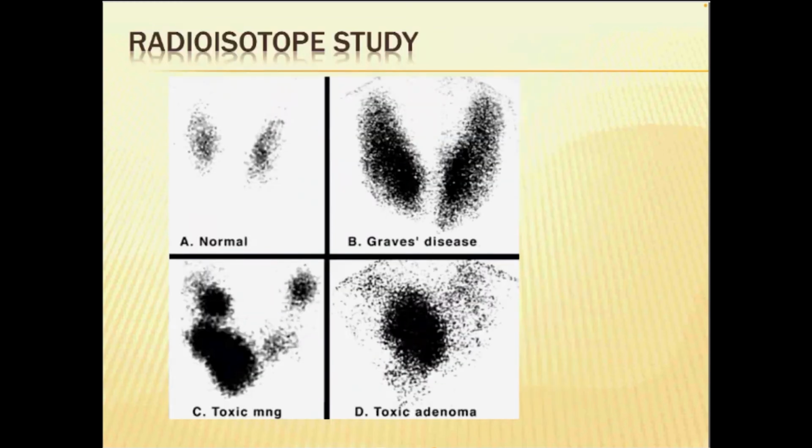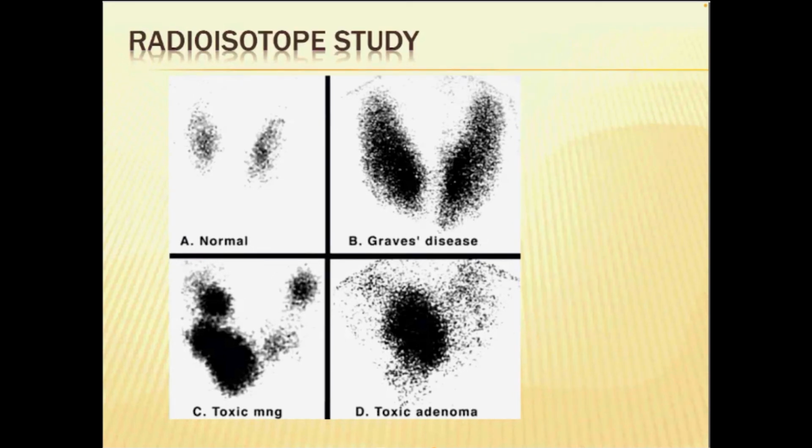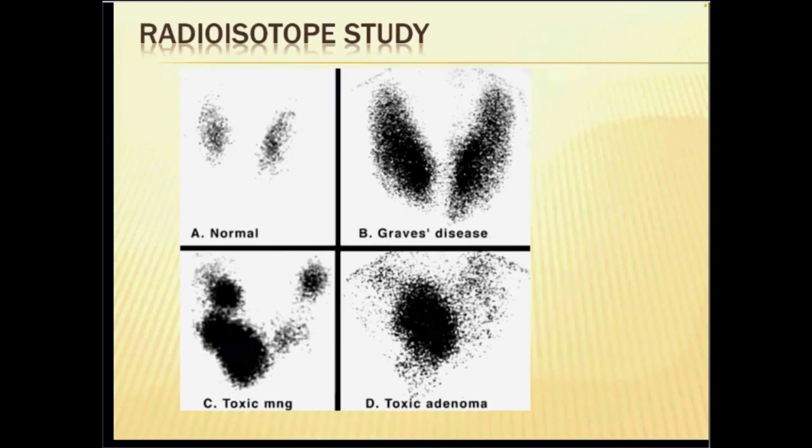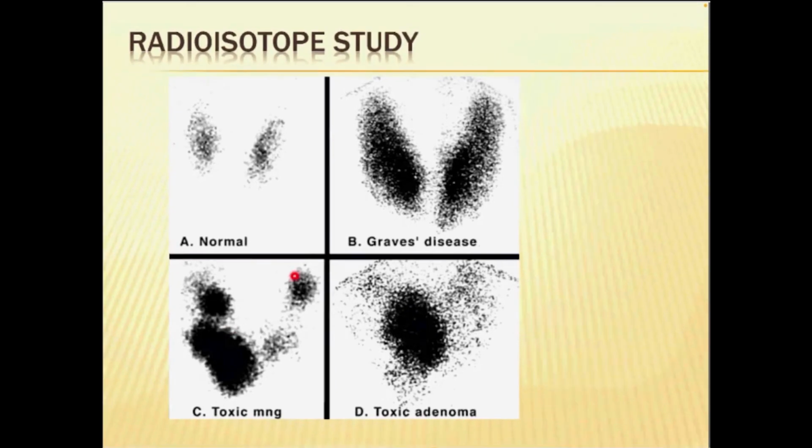This is the image of a radioisotope study. Here you will be using I-131. This is normal uptake of the thyroid. Okay. In Graves' disease, you can find an increased uptake in both lobes. In toxic multinodular goiter, you can see increased uptake in particular regions. It looks like nodules. There will be increased uptake in particular regions. There will be nodules here.